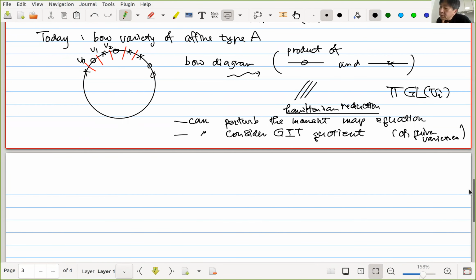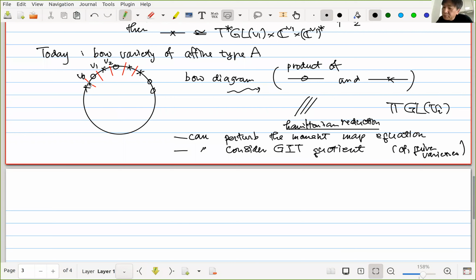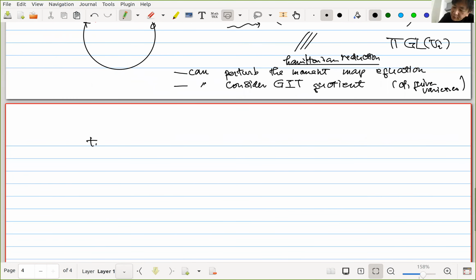A priori, maybe you can consider a perturbation of the moment map equation or a GIT quotient for an arbitrary group, but in fact you can see that it somehow depends only on the difference of two adjacent groups, and so this is possible.